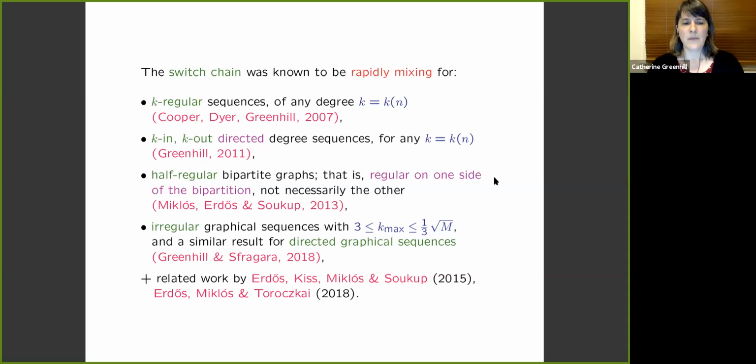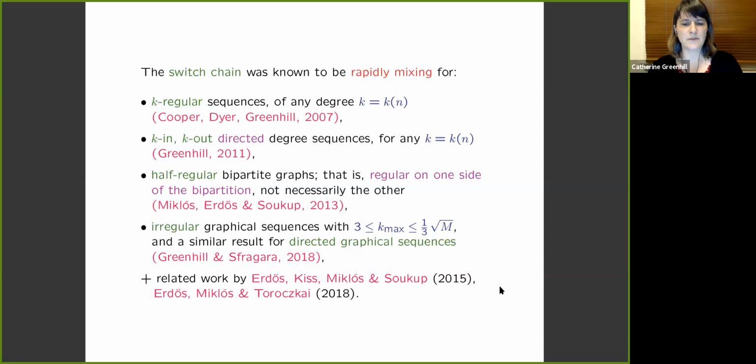And then I extended this to directed regular graphs. Miklós, Erdős and Soukup looked at half-regular bipartite graphs, where one side of the bipartition is regular and the other side didn't have to be. We were all using a framework called the multi-commodity flow method, but they used a different flow to the one that we'd been using. Later, I figured out how to generalize our regular argument to irregular degree sequences, at least when the maximum degree wasn't too large. And then together with Matteo Sfragara, we looked at directed degree sequences and did the analog there. I'm going to tell you a bit more about this shortly. And then there was some other related work.